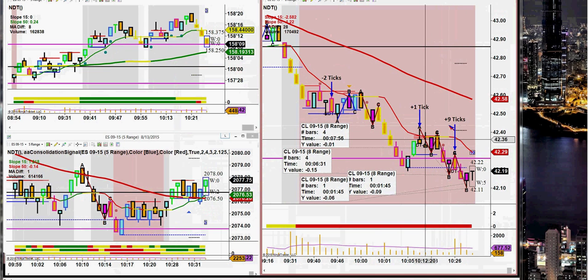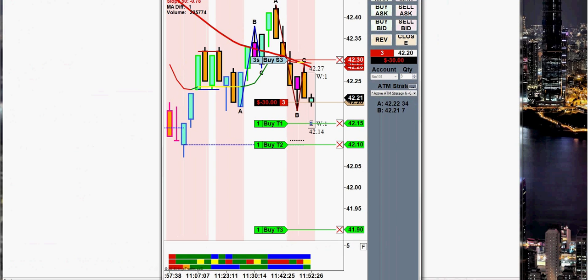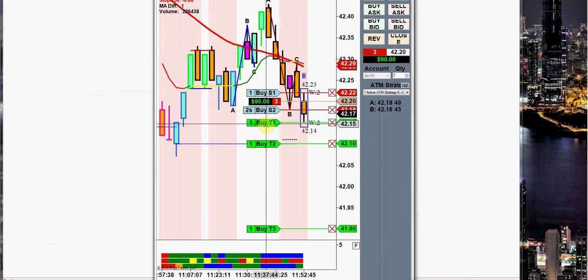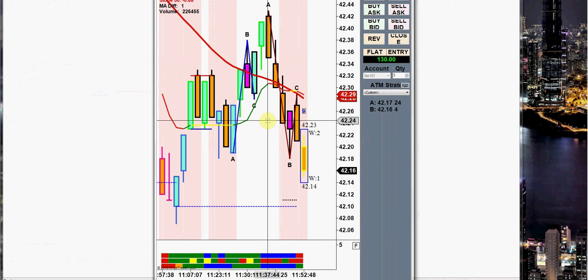Close this trade. Alright guys, we just got filled on our last trade of the day. Selling crude. We got the close the trade. 42.16. We're out. Stop target filled. That's our last trade.